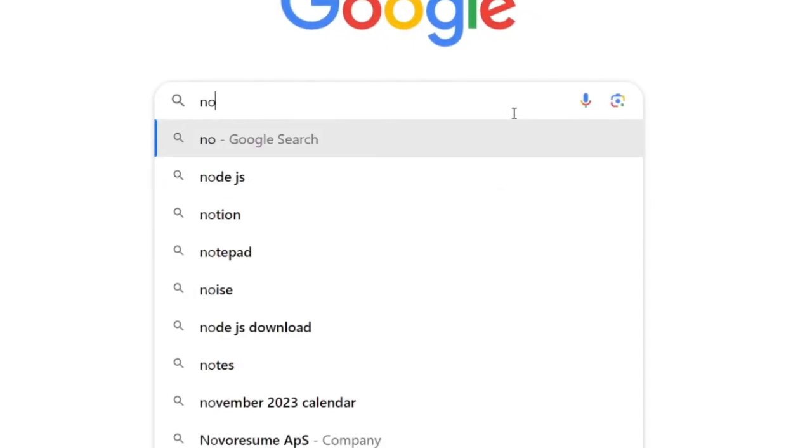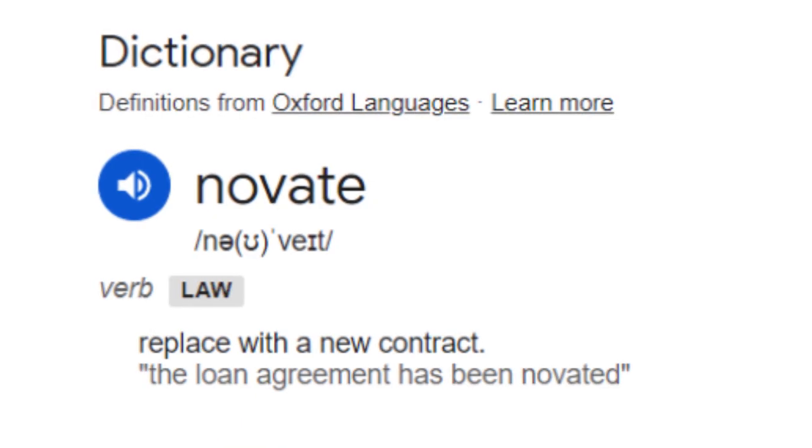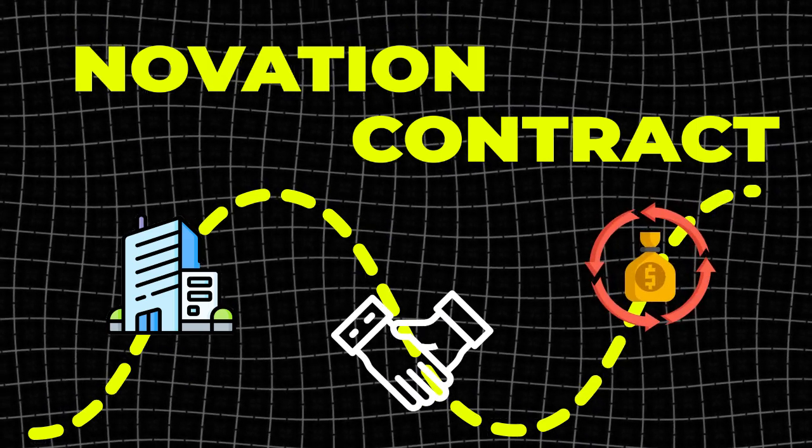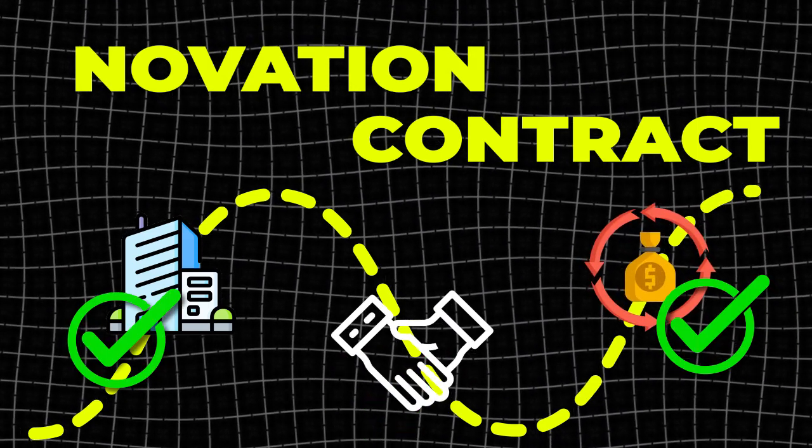Let's start by taking a look at the word Novation. The root word novate literally means to replace with a new contract, and that's what we're doing in a novation deal. So a novation contract spells out the terms in which you can replace the contract, which terms are going to stay the same and what can change. Now, this is obviously a very powerful mechanism with many different uses, but the way I use it in wholesaling real estate is to allow me to replace my contract with a new contract that will allow for my end buyers to use traditional financing.